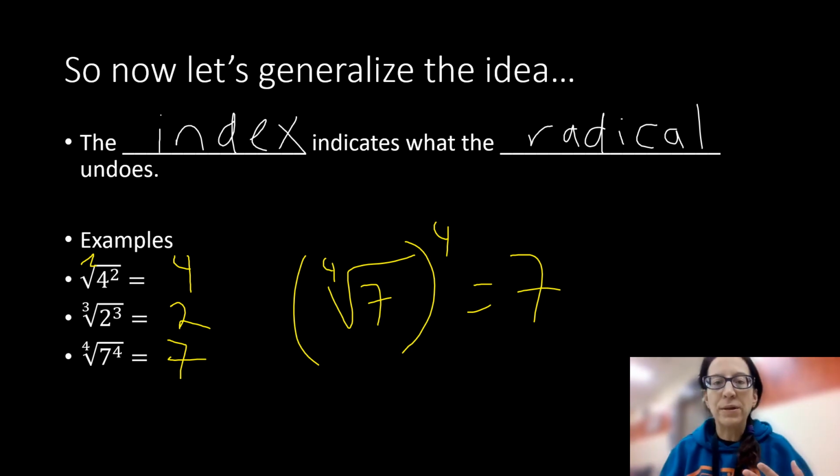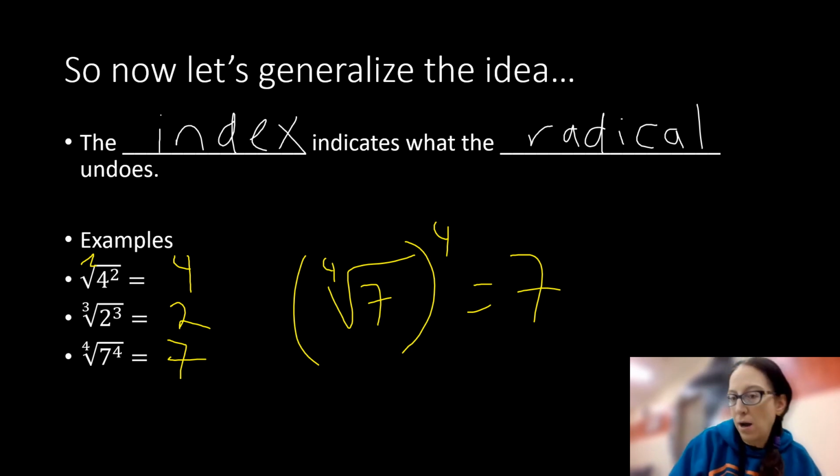So just like we would say division undoes multiplication, but we could also say multiplication undoes division, or adding undoes subtracting, and subtracting undoes adding. This works in both ways as well. So the root radical will undo the exponent, and the exponent will undo the radical. Both directions will work.